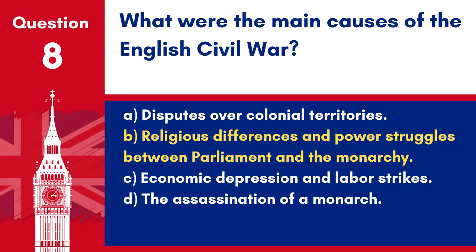Answer: B. Religious differences and power struggles between Parliament and the monarchy. The English Civil War was primarily driven by conflicts over how the country should be governed and issues of religious freedoms, culminating in war between supporters of the King and Parliament.